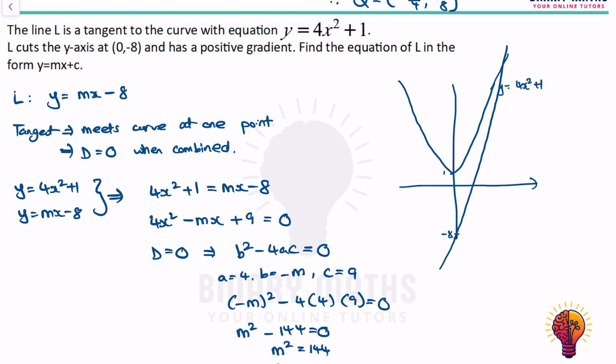m is plus or minus the square root of 144, which is equal to plus or minus 12, but it must be equal to 12 because it's a positive gradient. So m must be equal to 12, which means y is equal to 12x take away 8.